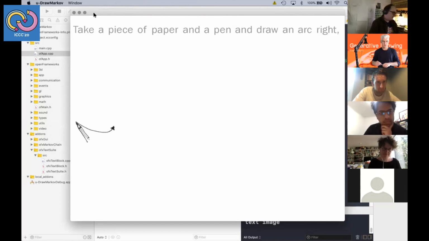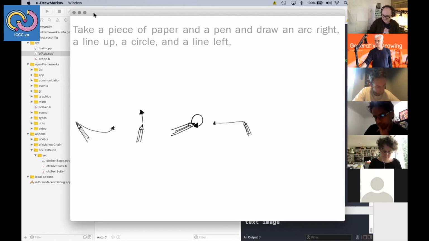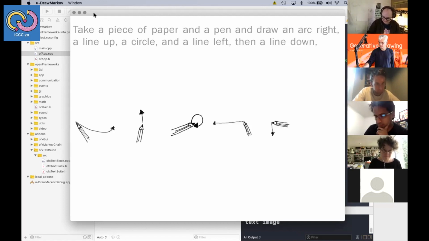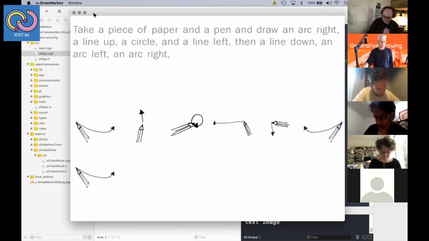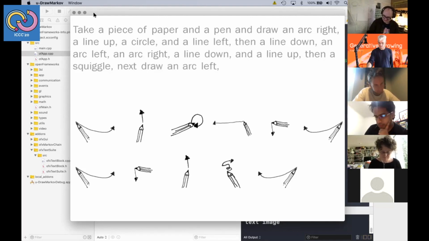An arc right. So draw an arc to the right. Line up. A circle. And a line left. Then a line down. An arc left. An arc right. A line down. And a line up. Then a squiggle. Next, draw an arc left. And a line down. And stop there.